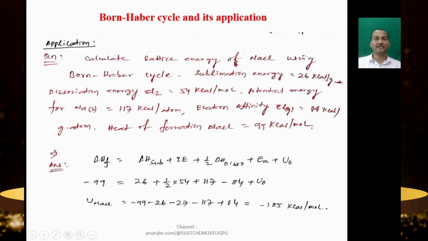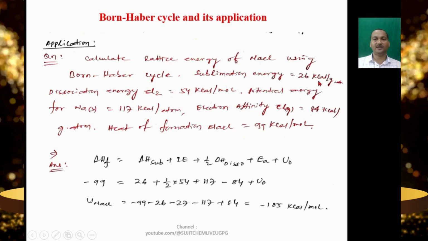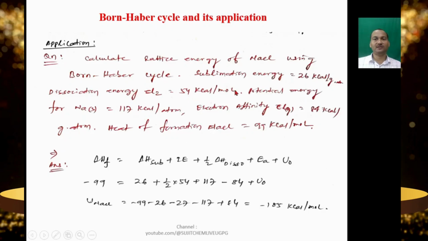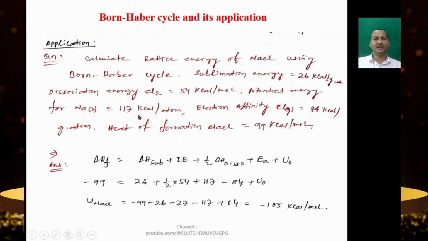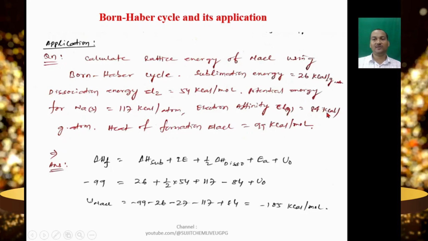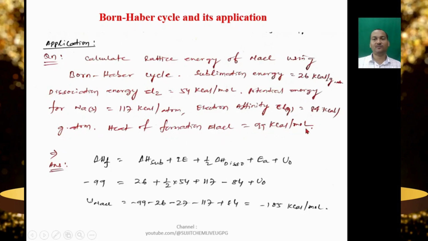Calculate the lattice energy for NaCl using Born-Haber cycle. The sublimation energy is 26 kilocalorie per gram atom. Dissociation energy for Cl2 is 54 kilocalorie per mole. Ionization potential for Na solid is 117 kilocalorie per atom. Electron affinity for Cl gas is 84 kilocalorie per gram atom. And heat of formation for NaCl is 99 kilocalorie per mole.